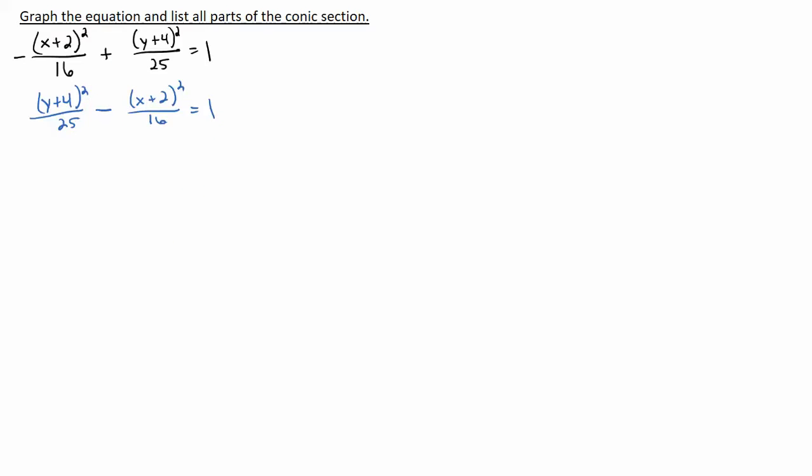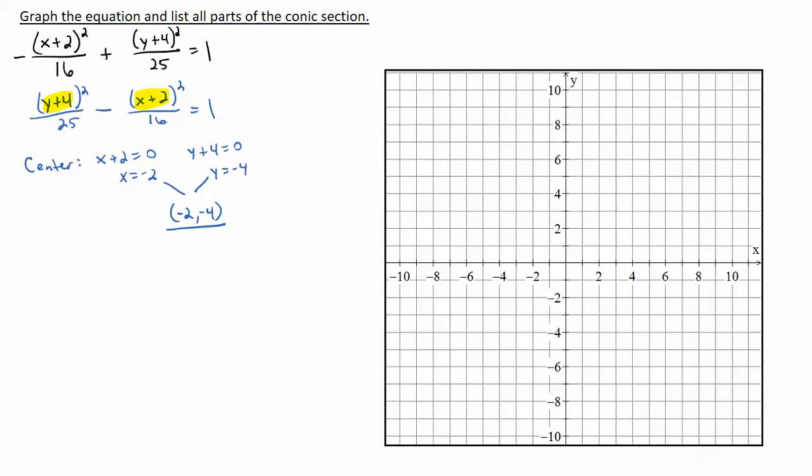So we can get lots of things from this immediately. The information inside the squared parts will give us the center. When I want to find the center, I take the x and y squared parts and figure out what makes them 0. So x plus 2 equals 0 means that x equals negative 2. And y plus 4, if that equals 0, y would be negative 4, giving us the center, the ordered pair negative 2, negative 4. So let's go ahead and graph that over here as we go. So negative 2, negative 4 is the center of this hyperbola.